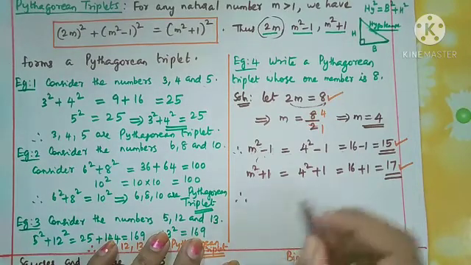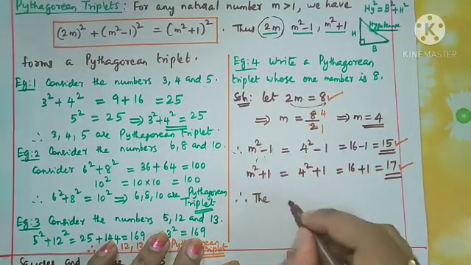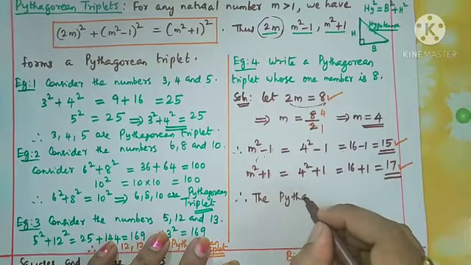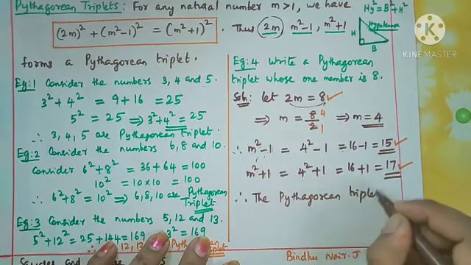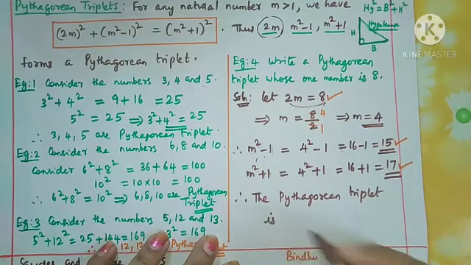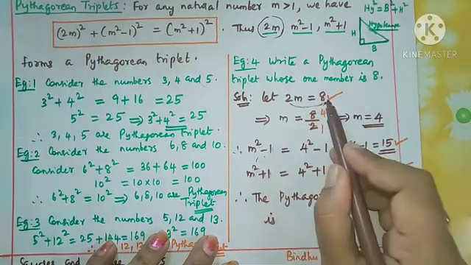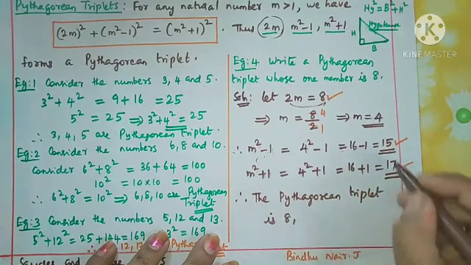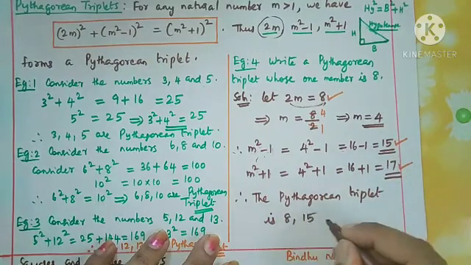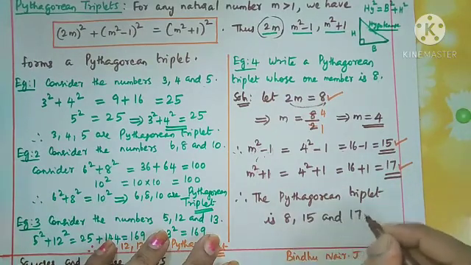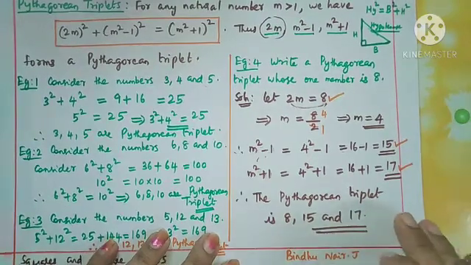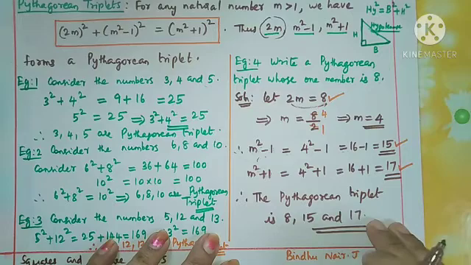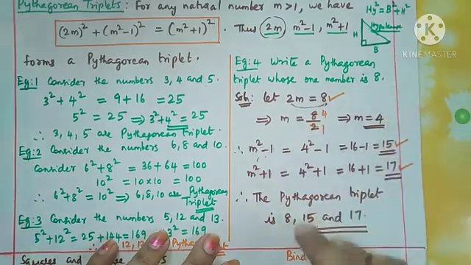Therefore, the Pythagorean triplet is, what are the three numbers? 8, 15 and 17. Understood? So this is the way to find the Pythagorean triplet when one member is given.